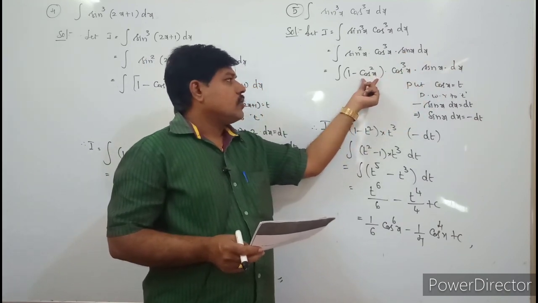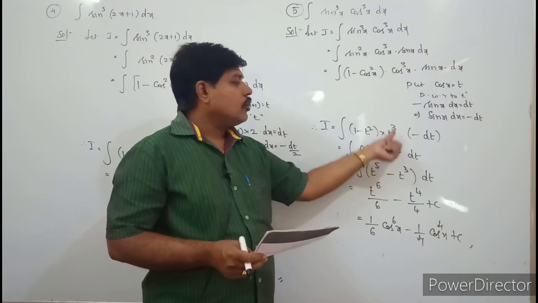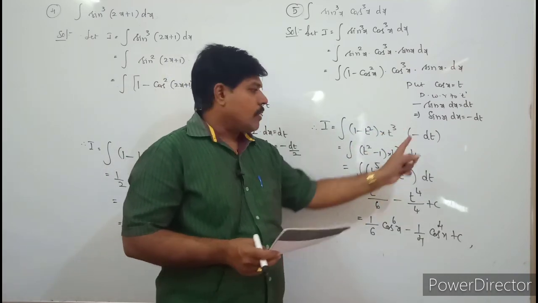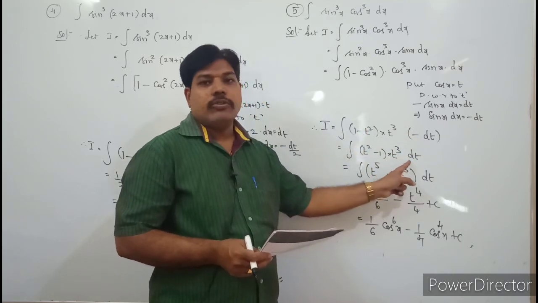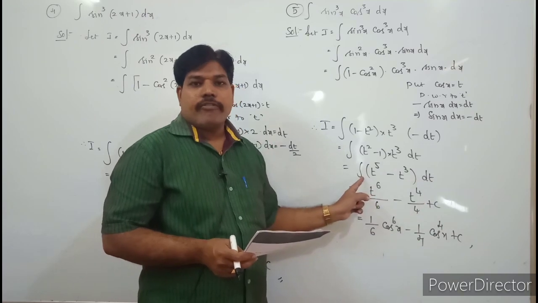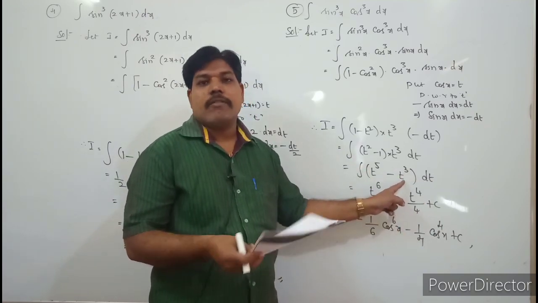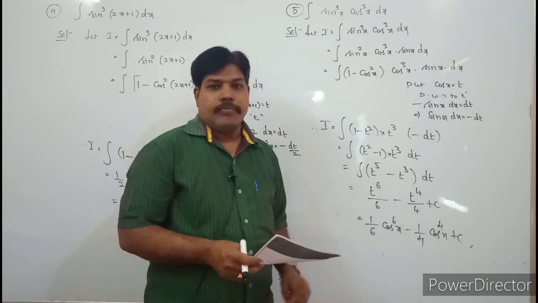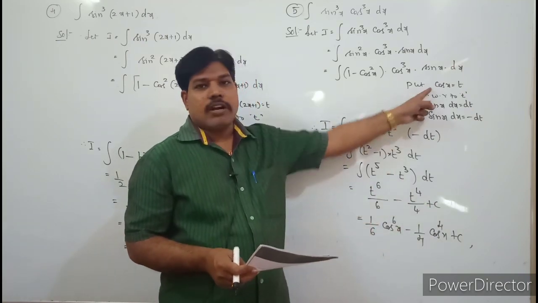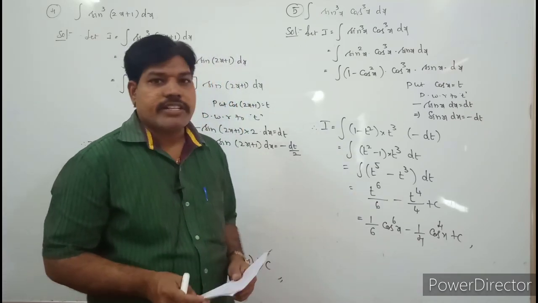So cos x is equal to t. The total problem will become 1 minus t square into t cube into minus dt. Apply the minus: t square minus 1 into t cube, that is t power 5 minus t cube. Integration of t power 5 is t power 6 by 6 minus t power 4 by 4 plus c. What is the t value? t is cos x, so just replace the value. So see that question also, students.